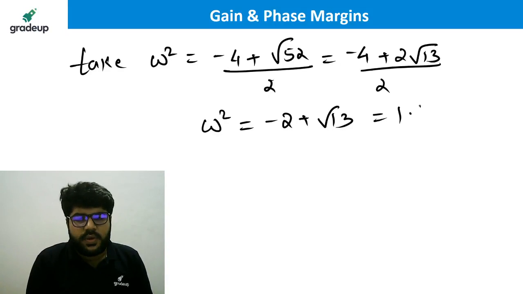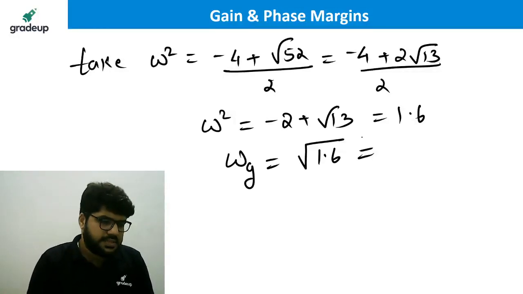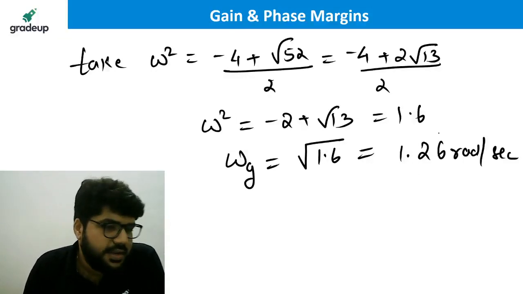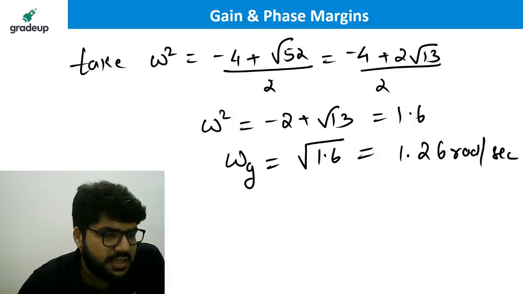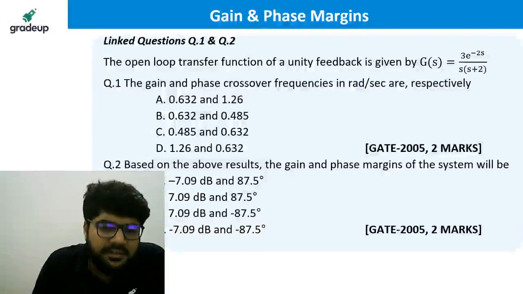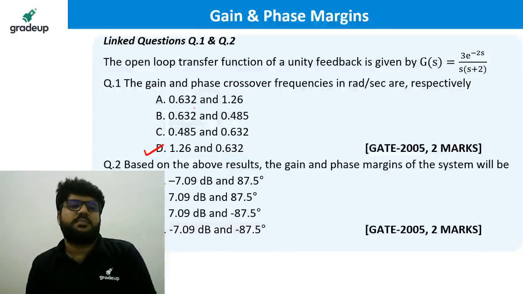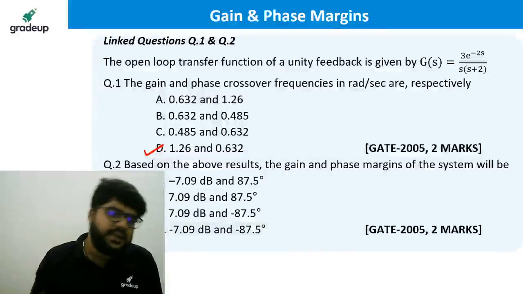This is coming up as 1.6. So omega g is under root of this number, and that is coming up as 1.26 radian per second. In this case, we do not take the negative value, because otherwise omega will be negative. Omega is 1.26, and if you are able to see, only one of the options matches where omega g is 1.26, so omega p need not be calculated, and neither will you be able to actually calculate omega p.